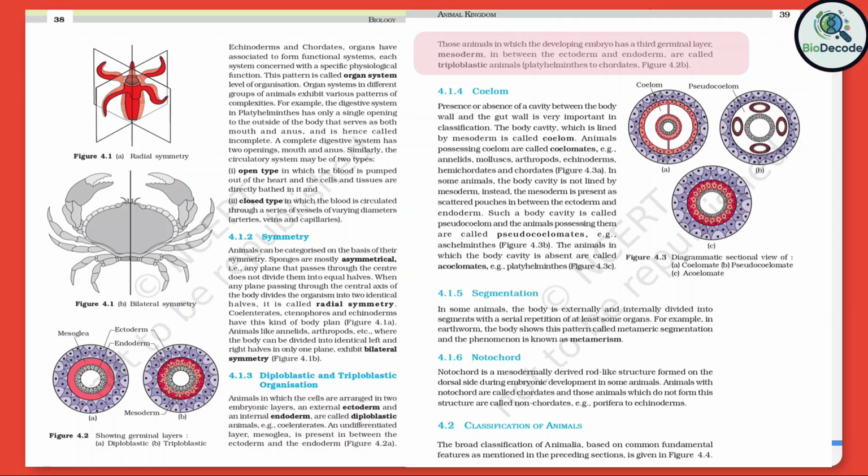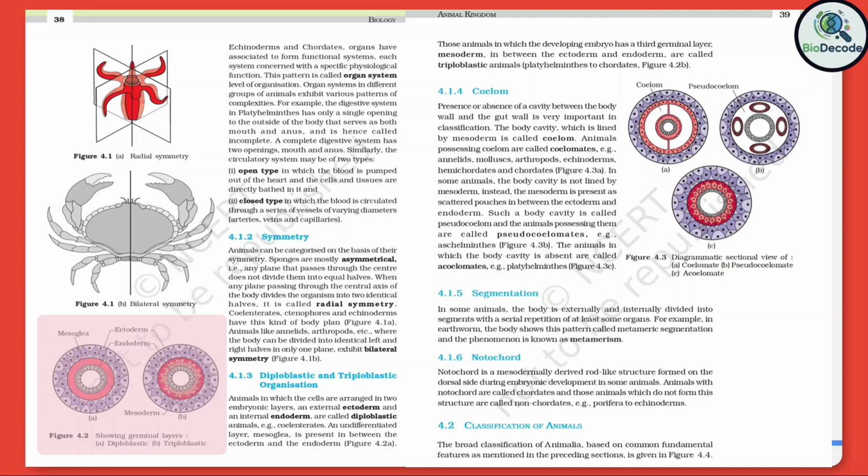Those animals in which the developing embryo has a third germinal layer, mesoderm, in between the ectoderm and endoderm are called triploblastic animals, for example Platyhelminthes to chordates, Figure 4.2b. Figure 4.2, germinal layers: A, diploblastic; B, triploblastic.